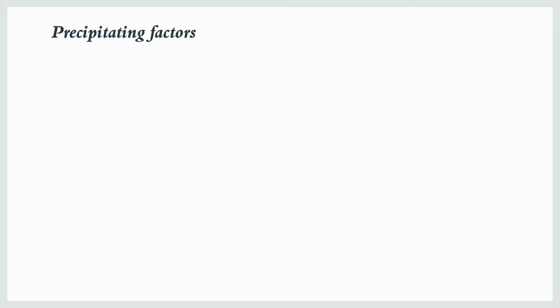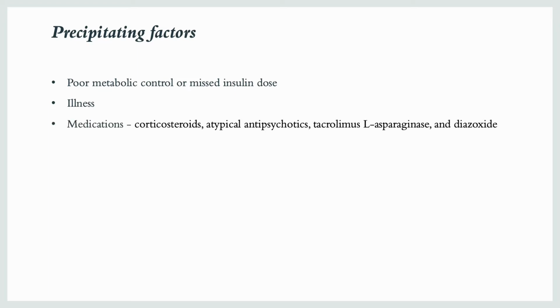So what are the precipitating factors? First and the most common precipitating factor is poor metabolic control or missed insulin dose. Second is illness, any kind of illness, fever, some kind of mild viral illness, gastroenteritis. Third is medications, like if the child has to take corticosteroids or is on atypical antipsychotics, tacrolimus, L-asparaginase or diazoxide. Fourth is drugs or alcohol, usually in adolescents.